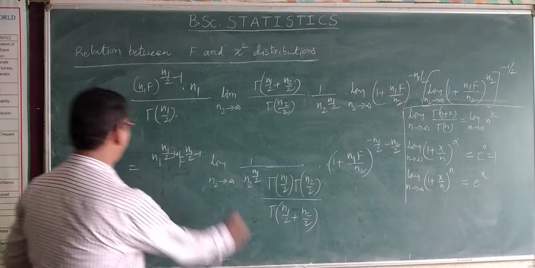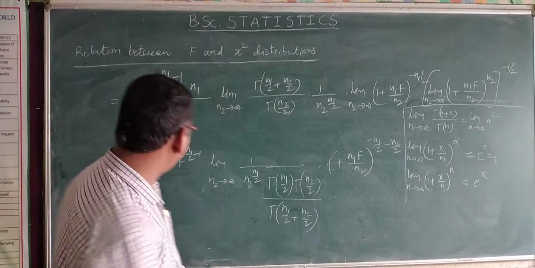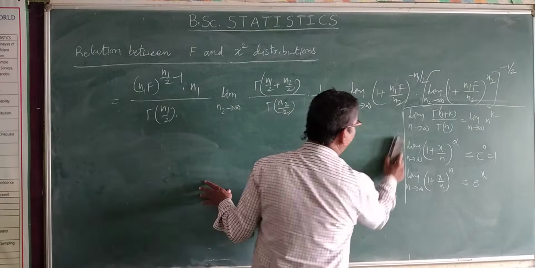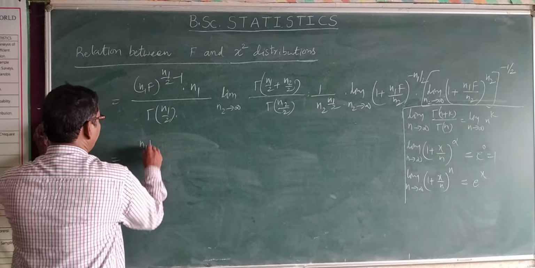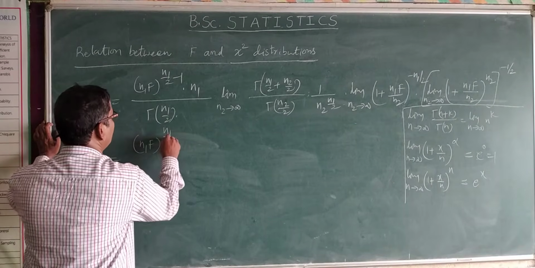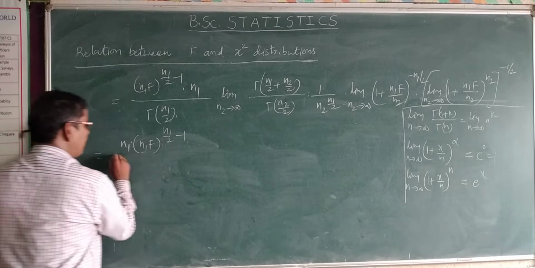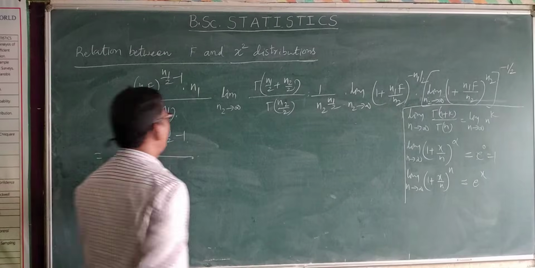So now it is equivalent to b, and all the remaining values are finished. Now I apply the formulas, you see one by one. It is equivalent to b: (n1 f) whole power n1 by 2 minus 1. This n1 I am writing here somewhere. It is equivalent to, divided by gamma of n1 by 2, multiplied by the limit.